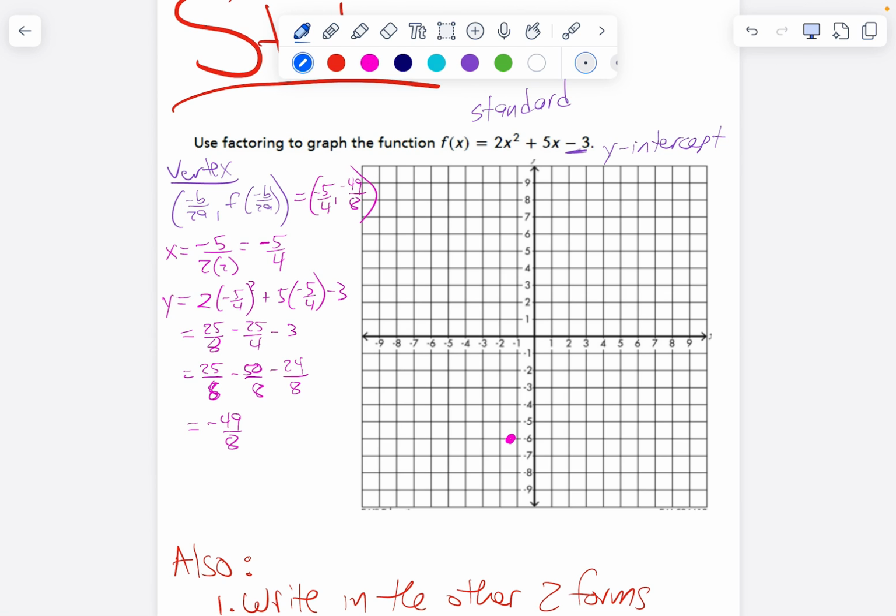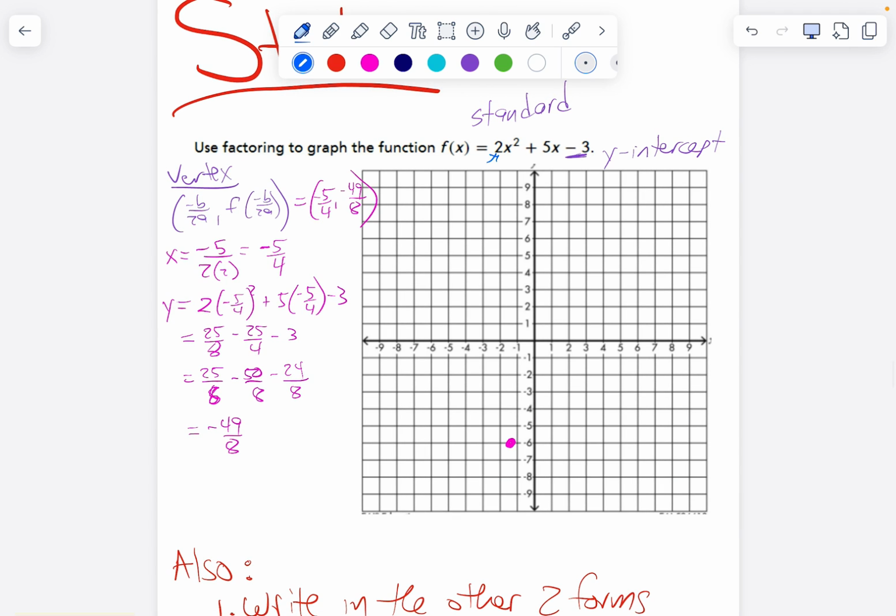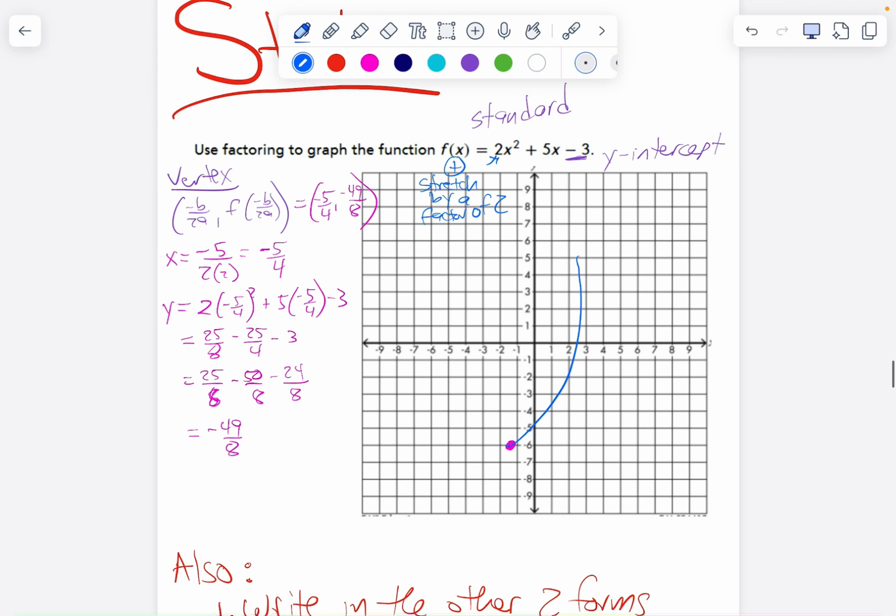Okay. Is this opening up or down? It's opening up. A is positive. And so what does the 2 do? Stretch by a factor of 2. Okay, so I'm just going to ballpark this. If this is the original, which it's not, that was ugly, then this is going to look what? Narrower or wider?